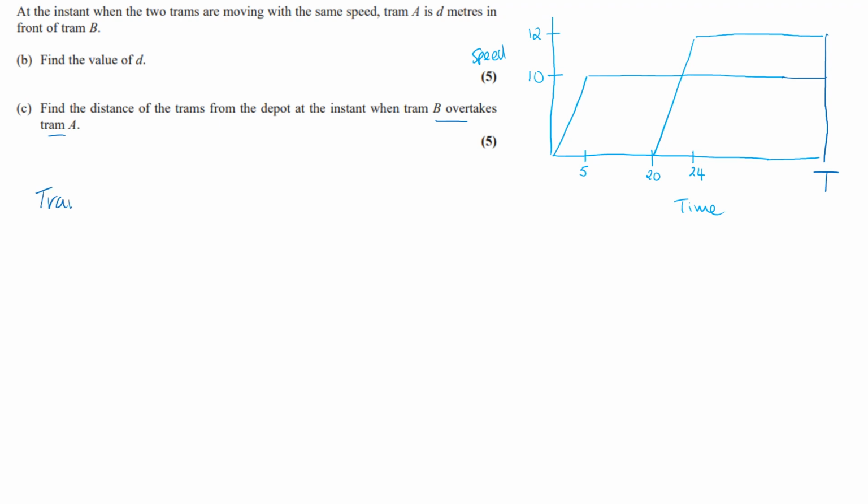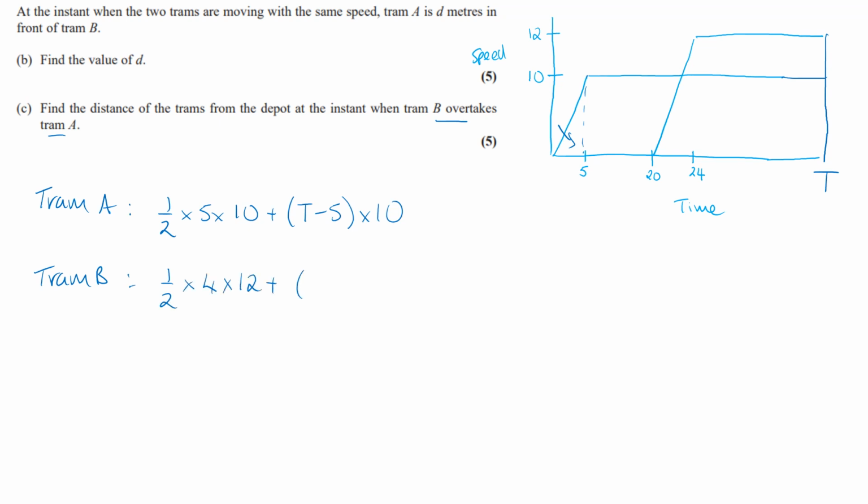So for tram A, its area is going to be the initial acceleration part, which is a triangle, so it's going to be half times 5 times 10, plus the rectangle, which will be made up of a base of t minus 5 times 10. Now if we do the same for tram B, its first triangle is going to be half times 4 times 12, plus then its rectangle is going to be here a t minus 24 times the height of that rectangle, which is 12.